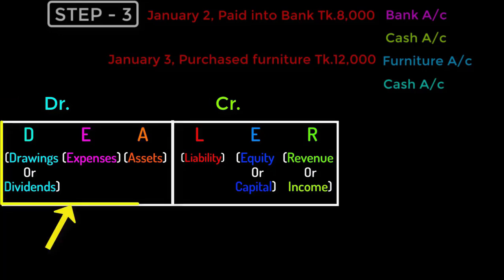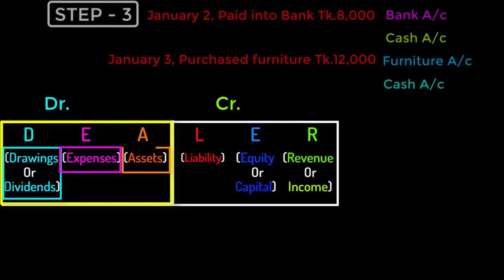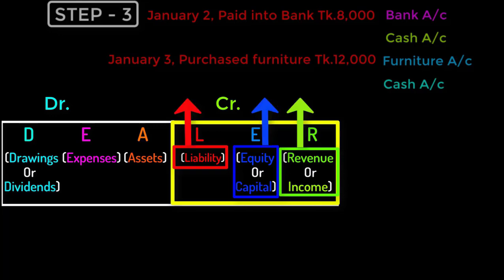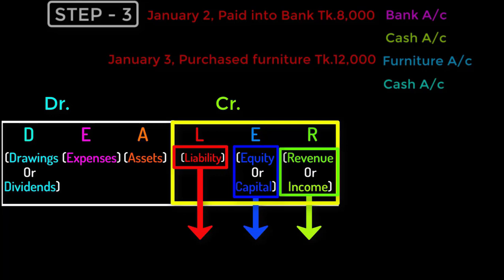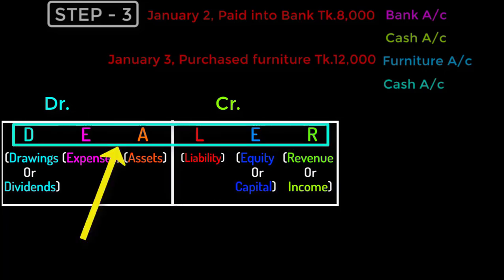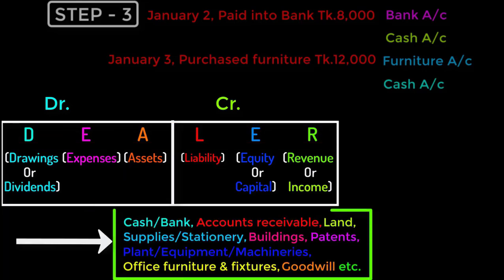Okay? For this group, if drawings or dividends, expenses, or assets increase, then you have to debit them. And if they decrease, you have to credit them. It is opposite here. For this group, if liability, equity or capital, or revenue or income increases, you have to credit them. And if they decrease, you have to debit them. That's what the trick is. Simple, isn't it? Look at this chart now.